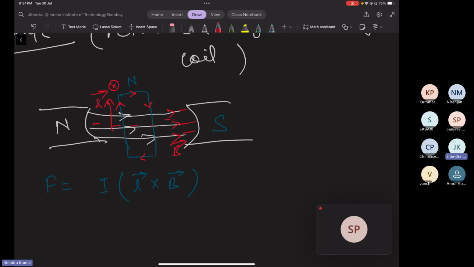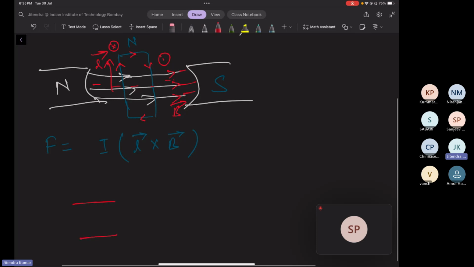Similarly here, if you curl on the right hand side, L cross B will be outside, towards outside. So there is a force, and there is a tendency to generate some EMF there. And if there is some EMF and you provide some current, there will be some power as well. So right now we are concerned with torque here, okay?